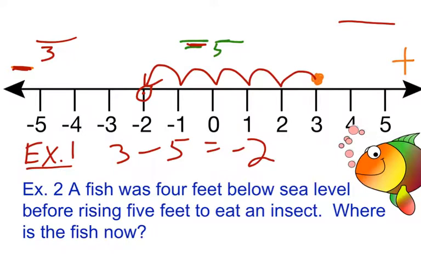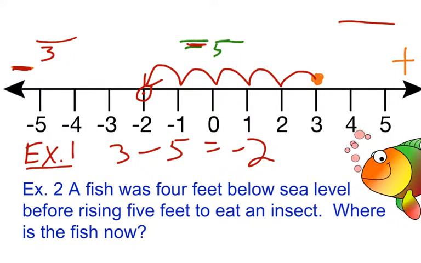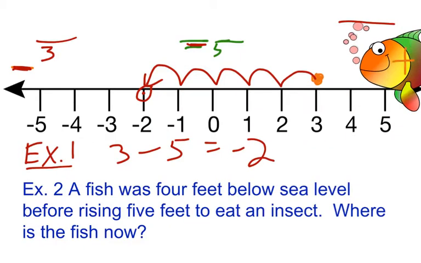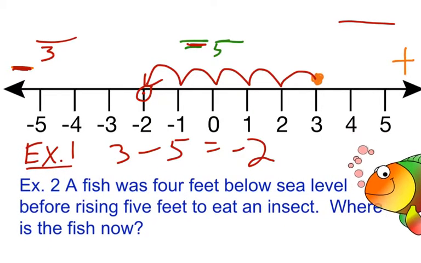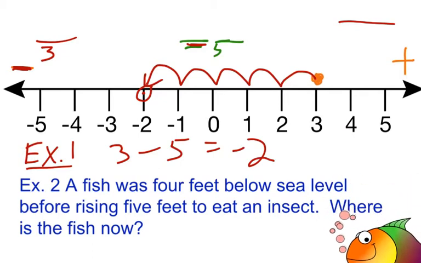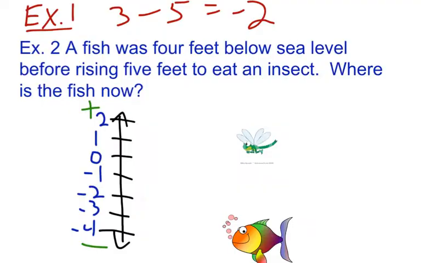Example 2. A fish was 4 feet below sea level before rising 5 feet to eat an insect. Where is the fish now? All right, I'll give you a second to copy that. And we're going to draw a number line, but this time I want to draw it up and down just because the fish is rising up and it started below. All right, let's think about where this fish is starting. The fish is 4 feet below sea level.